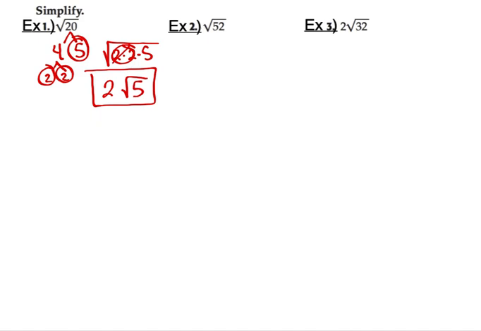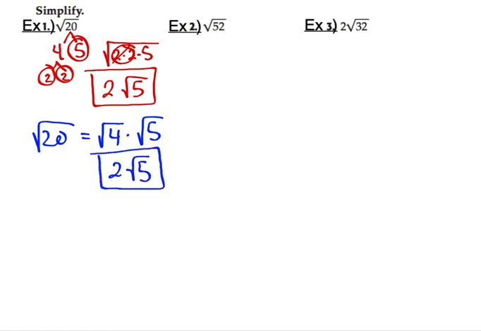Method 2, you're going to split the square root of 20 into the square root of 4 times the square root of 5. The square root of 4 is 2, so we get 2 square roots of 5.